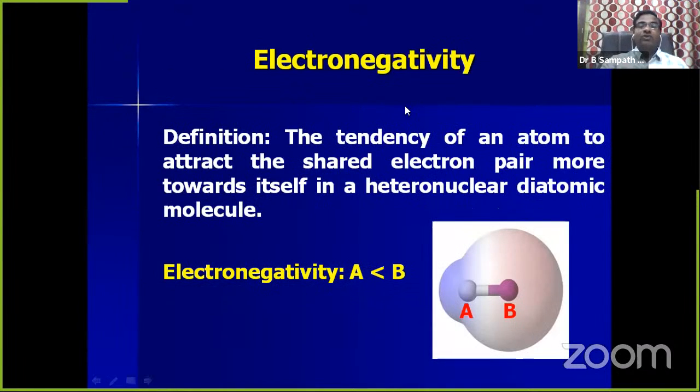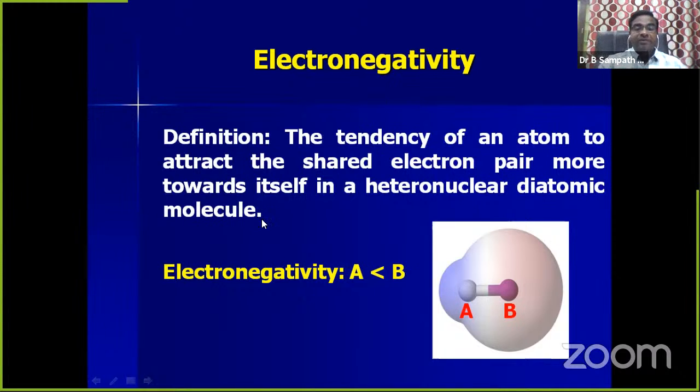Next, children, electronegativity. So, what is electronegativity? See children, let us see the definition. The tendency of an atom to attract the shared electrons. Here we have to concentrate more, children. The tendency of an atom to attract the shared electrons, not a single electron. The shared electrons pair more towards itself in a heteronuclear diatomic molecule.